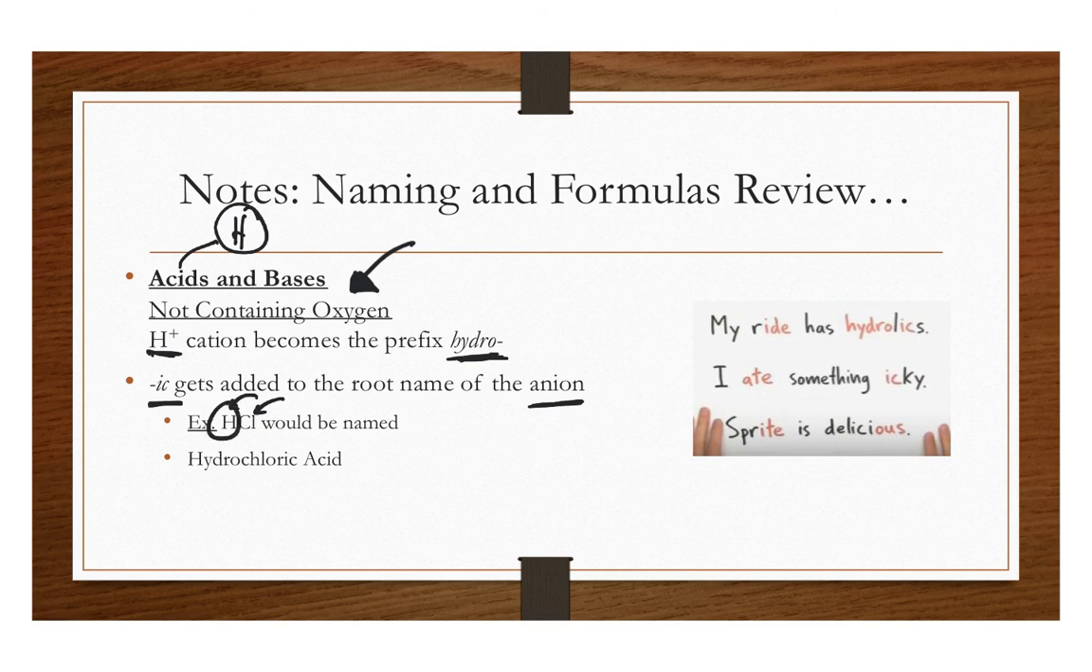So hydrogen at the beginning becomes hydro. Chloride becomes chloric. Essentially, "ide" has hydro-ic. If you would normally put "ide" at the end of the anion's name, you put "ic" at the end. So if an anion ends in "ide," we put a hydro at the beginning and "ic" at the end. So HCl becomes hydrochloric acid.